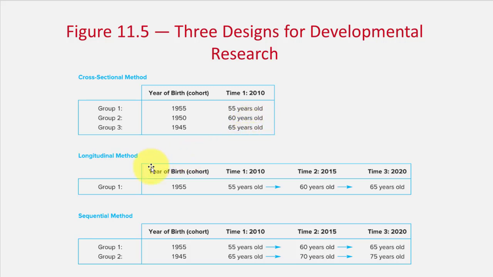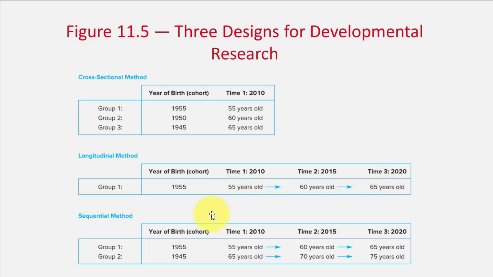Then we have a longitudinal method where we could ask the people who were born in 1955 what their feelings are at age 55 and then 60 and then 65. The problem here, again, is that we have to get the same people to stay engaged in a study for 10 years, which can be difficult.